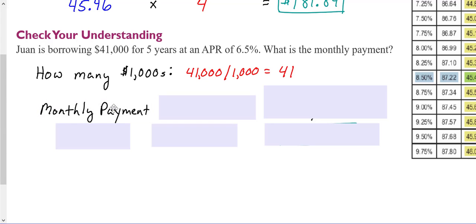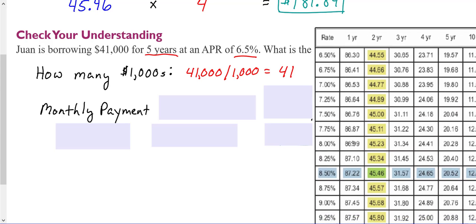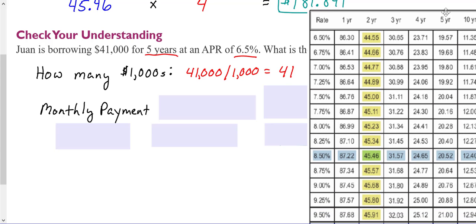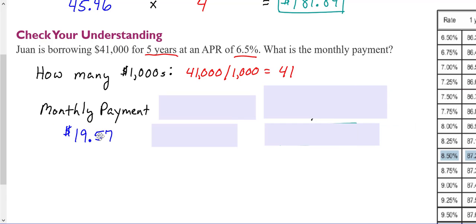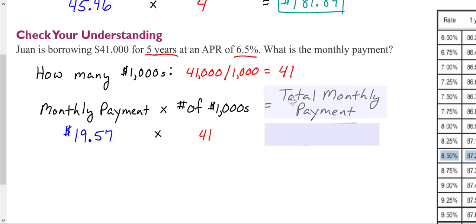Now we want to look at the monthly payment. We're looking at a 5-year loan with an APR of 6.5%. Pulling out the table again, we have a 5-year loan, and then we want to go until we get to the 6.5%, which is the first row. That means $19.57 is what our monthly payment is going to be. Multiply it times the number of thousands, which we figured out already is 41, and our final total monthly payment would be $802.37.